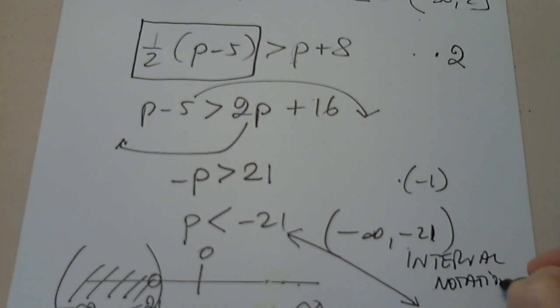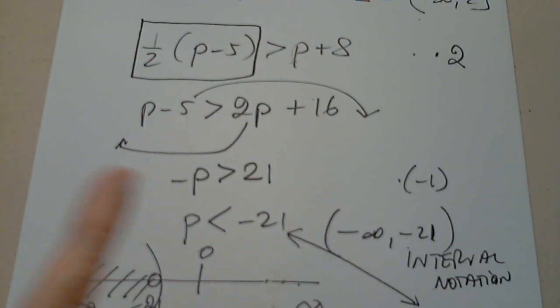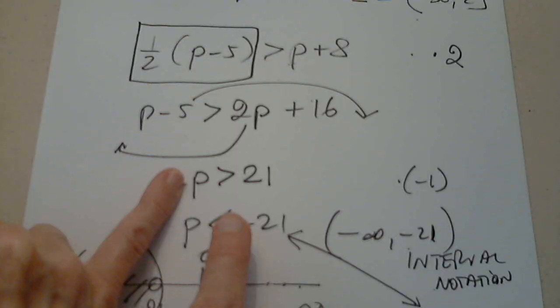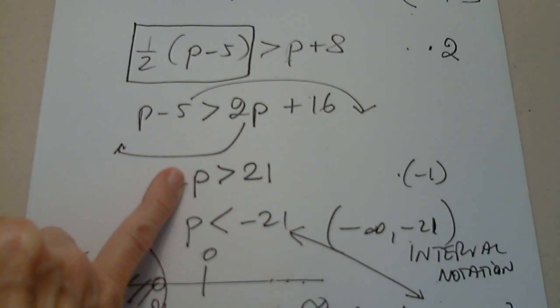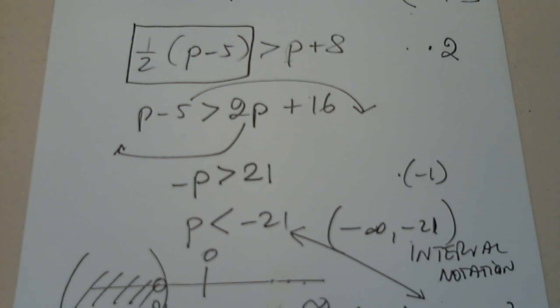Okay, thank you. So if that was plus 21, it would be parentheses 21 comma infinity. If it's greater than 21? Yeah, if it said greater than 21. So if it's this, p greater than 21. Yes, 21 to infinity. Okay, cool. Good.